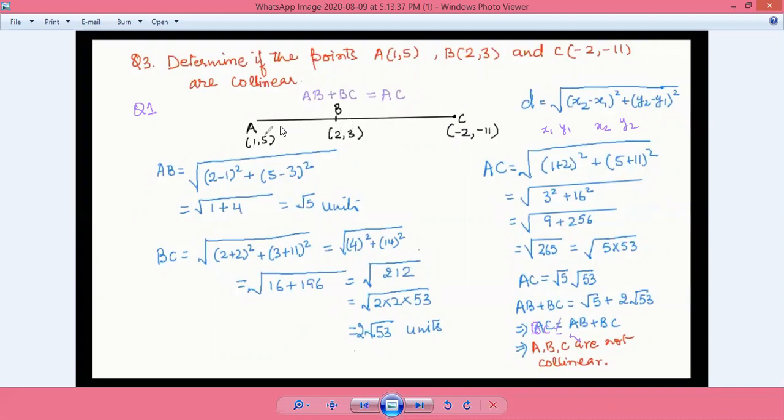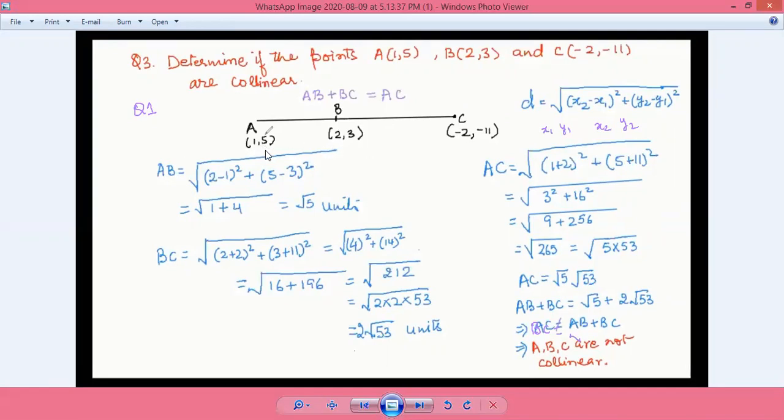And if they are in a straight line, we are clearly able to see that if I add this distance AB plus distance BC, that will definitely equal AC. Is that clear? So now we will find out the distance AB, we will find out the distance BC. We will add these two distances, and then we will find out the third distance AC. If the sum of these two distances AB and BC is coming equal to AC, we will say that these 3 points are collinear. Otherwise, we will say they are not collinear.